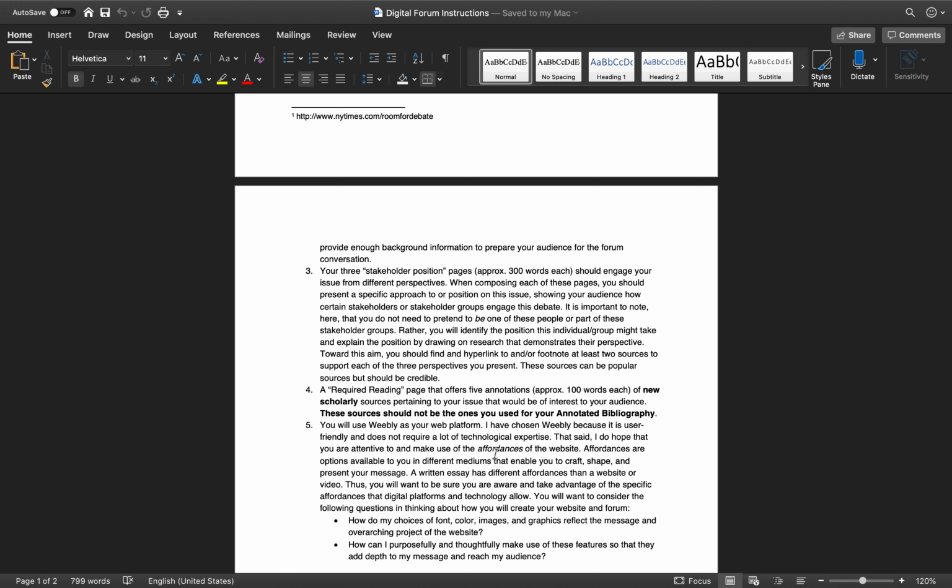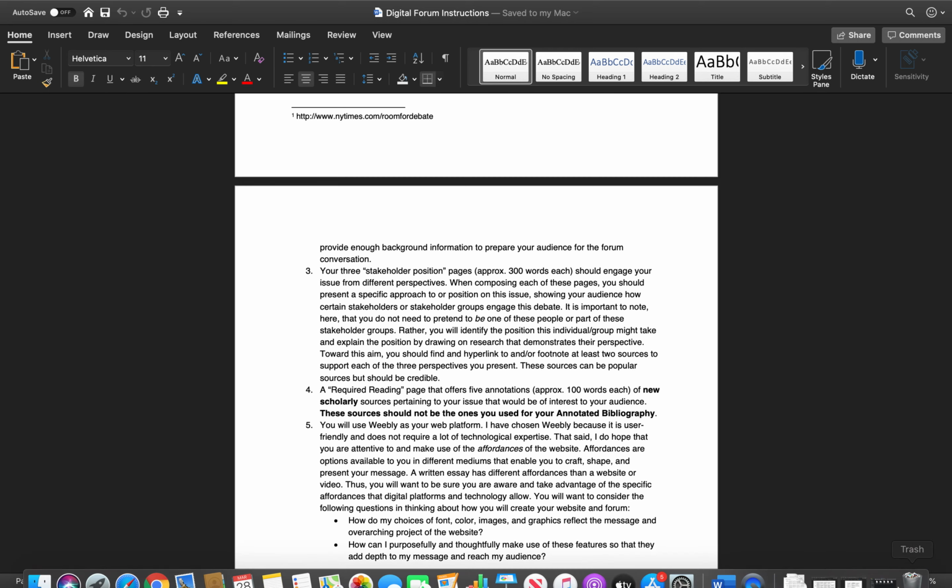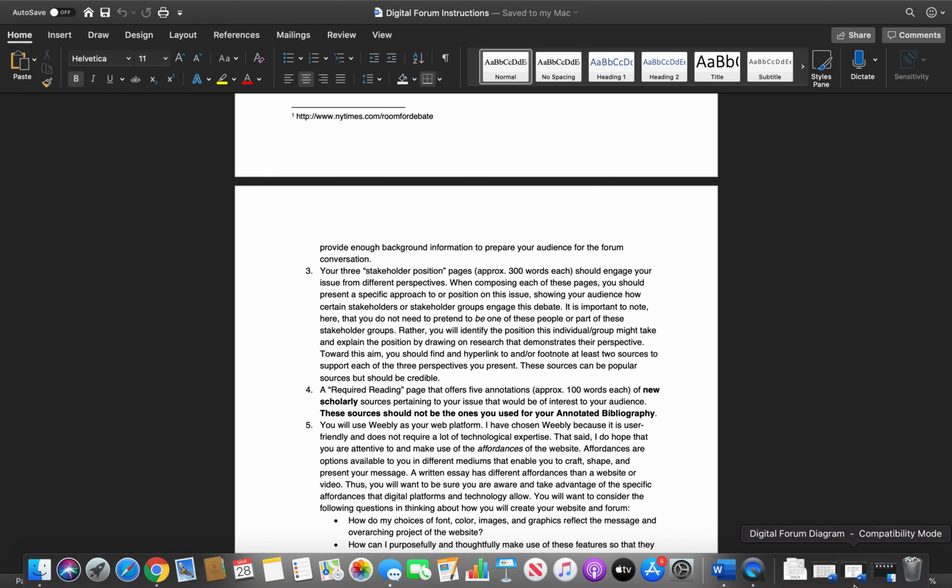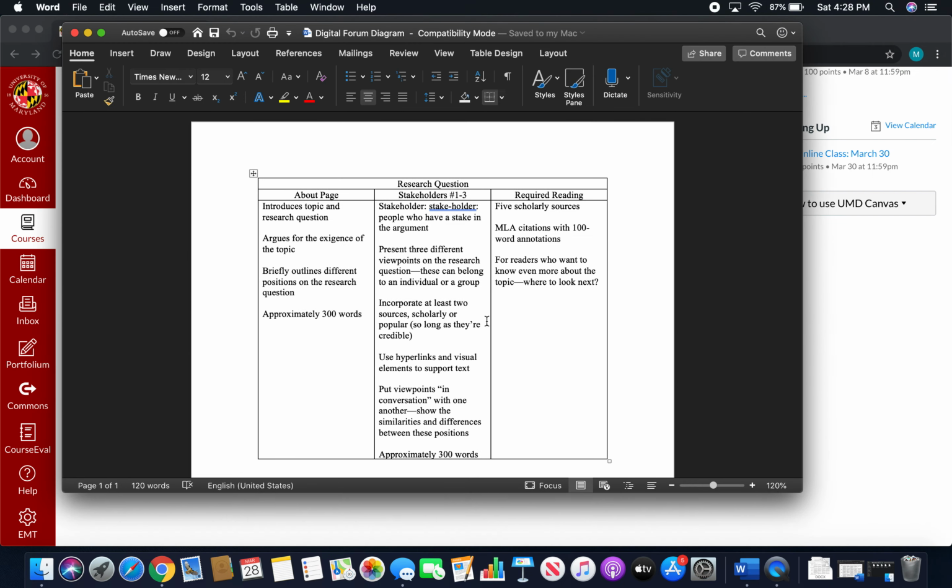Because there's a lot of moving parts to this project, I've made a diagram that's been helpful for students in the past, and it sort of breaks down the expectations for each component, and I've posted this to our Elms page also. It looks like this. Okay, so the 3 different components and a breakdown of what you need to do for each one.